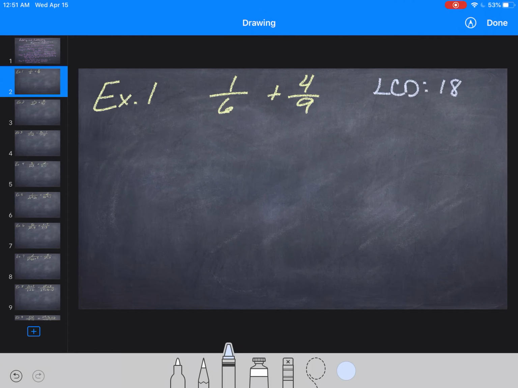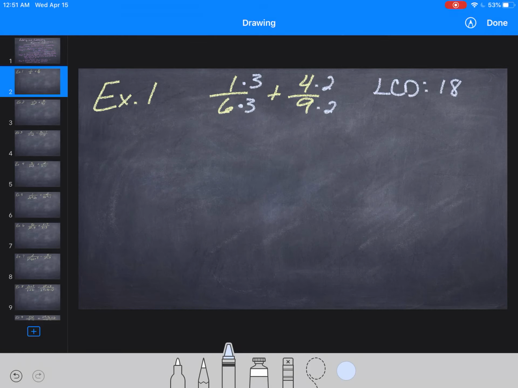So I would look at my first fraction so I can see what I can multiply in. Right now my denominator is a 6. I need it to be an 18. So I know I need to multiply in a 3 in my numerator and in my denominator. Then I look at my second fraction. It's a 4/9, and I know that I need an 18. So I have to multiply in a 2 in my numerator and in my denominator.